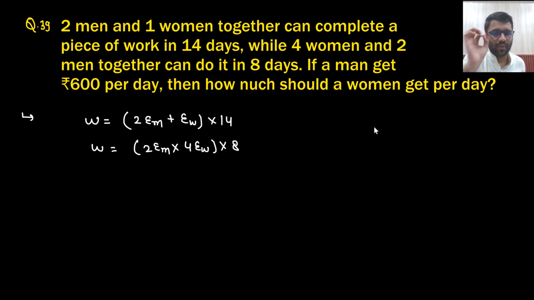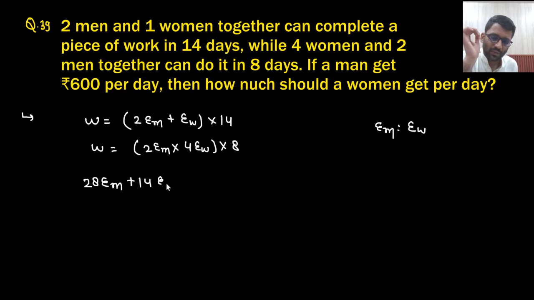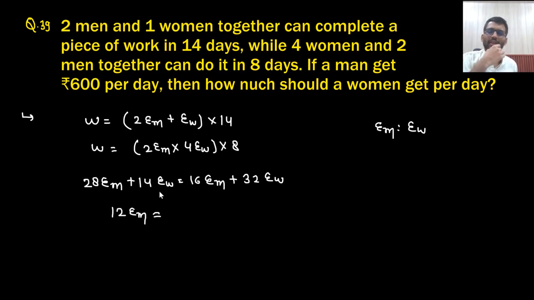So let's get, because the amount will be divided in the ratio of efficiency. The amount will be divided in the ratio of efficiency of man to the efficiency of woman. So let's get the relation between the efficiencies. That would be 28 efficiency of man plus 14 efficiency of woman is equal to 16 efficiency of man plus 32 efficiency of woman, right? So 12 efficiency of man is equal to 32 minus 14, that would be 28, not 28, sorry, 18 efficiency of woman.